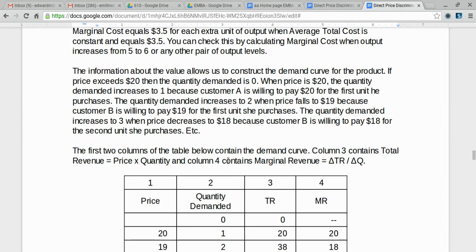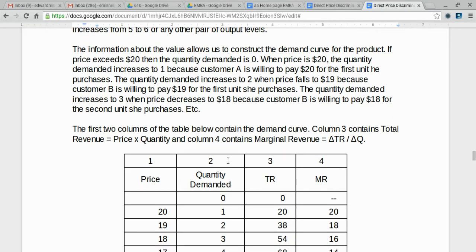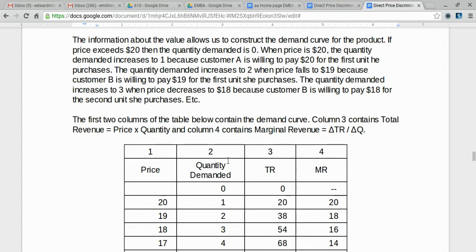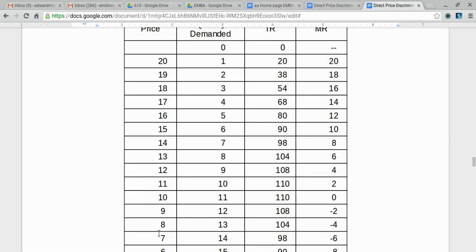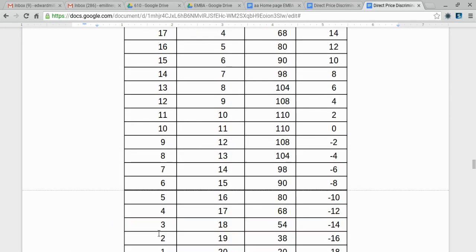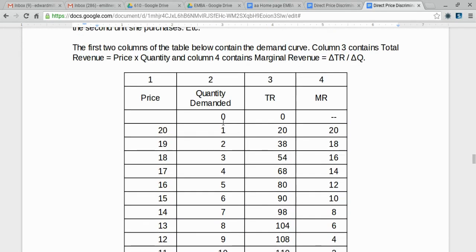The next thing I do is use the information about values to construct the demand curve for the product. The first 2 columns of this table contain the demand curve. I see price going from 20 down to, what did it go down to? Went down to $1. And as price goes from 20, the quantity demanded goes from 1 up to 20. Any price higher than $20 makes the quantity demanded equal 0 because no one has a value that's higher than $20.